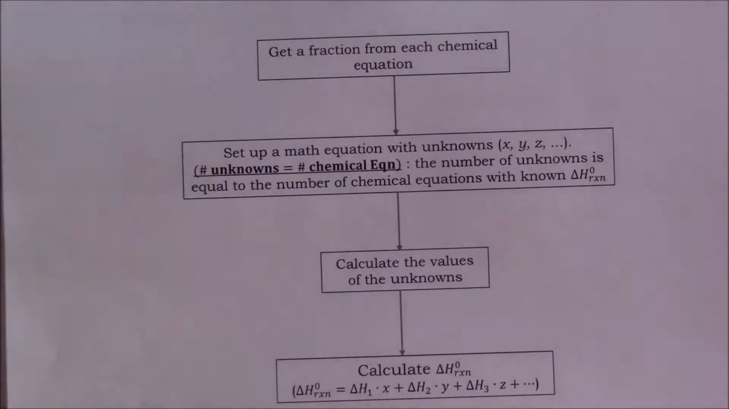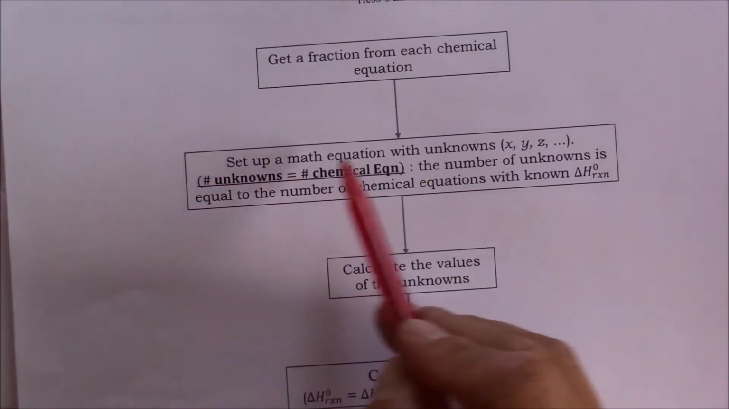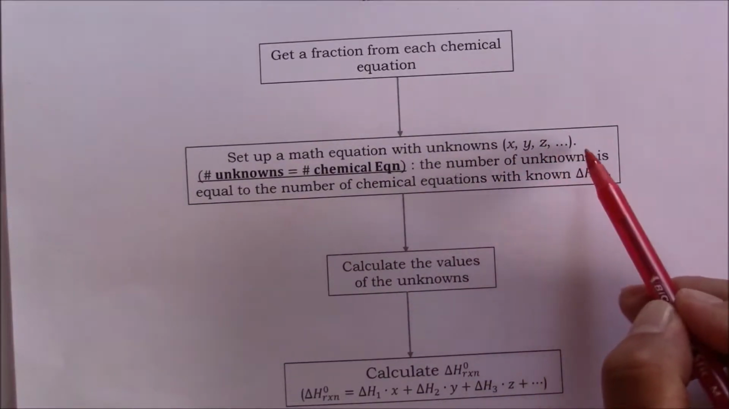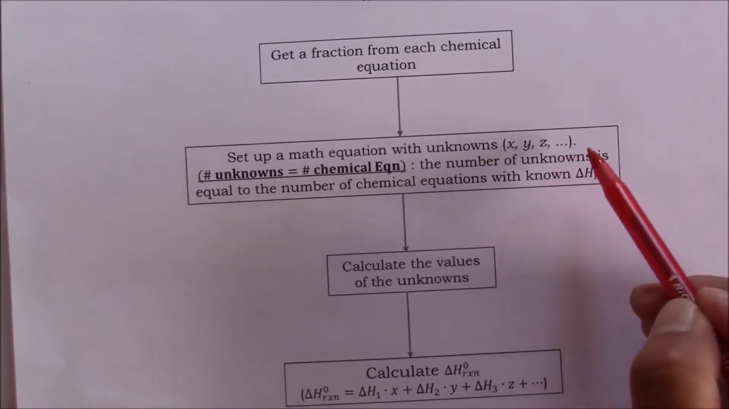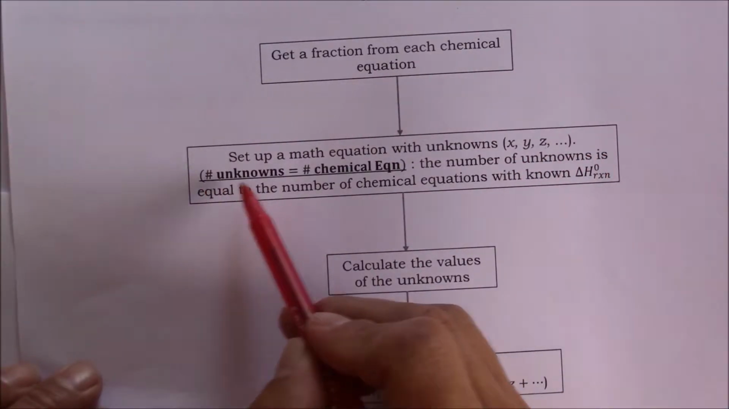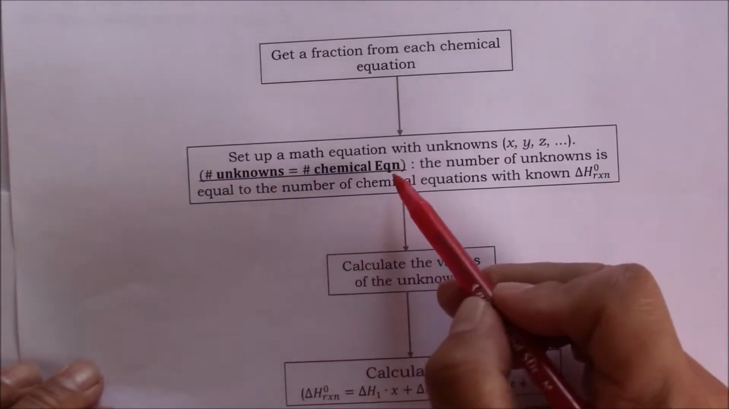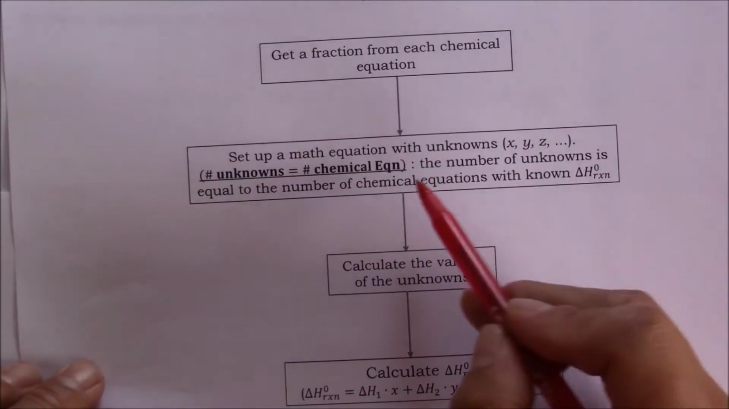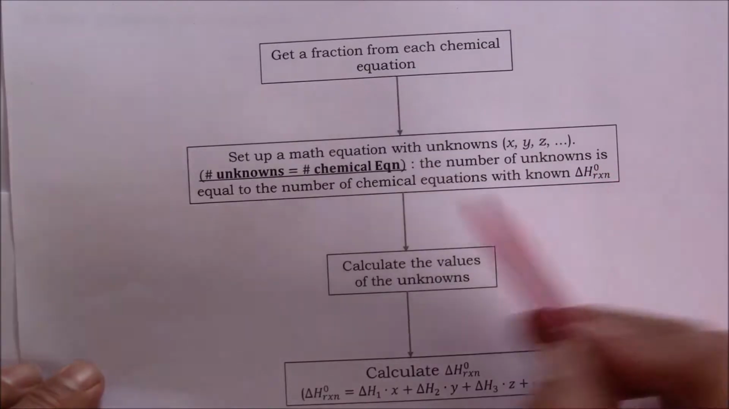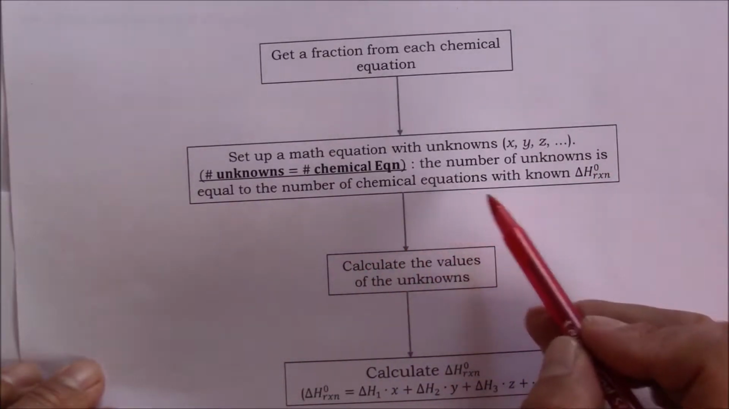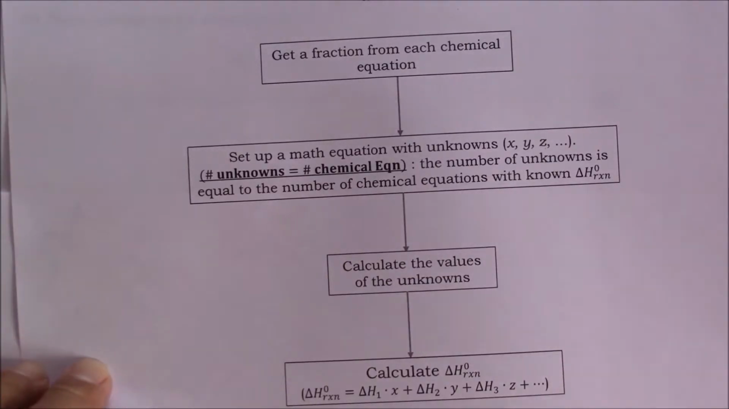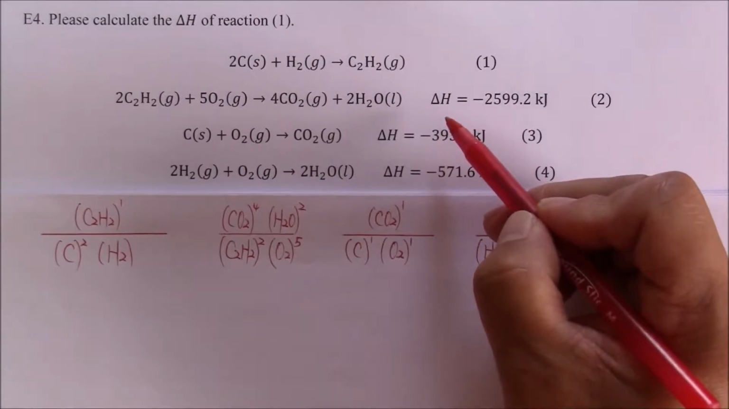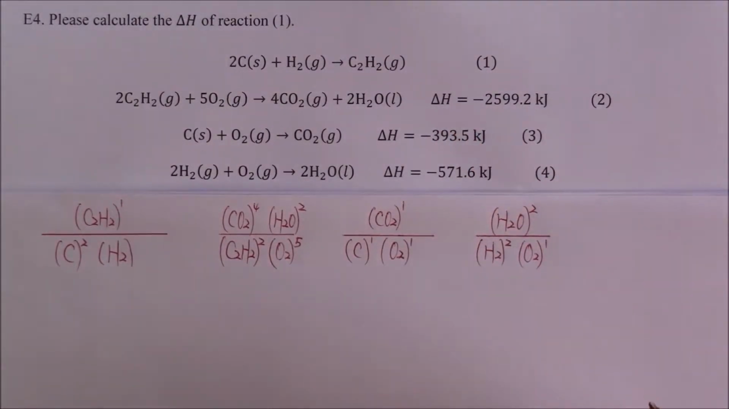Now let's look at the flowchart. The next step is to set up a math equation with unknowns. The unknowns can be x, y, z, etc. It can also be alpha, beta, gamma, etc. The number of the unknowns should be equal to the number of chemical equations whose delta H reaction is known. Let me emphasize, the number of unknowns is equal to the number of chemical equations with known delta H reaction. For this problem, we have 3 chemical equations whose delta H reaction is known. Therefore, we should have 3 unknowns.